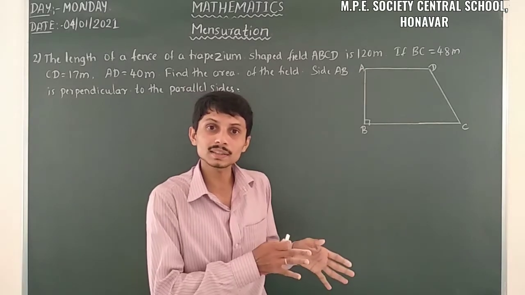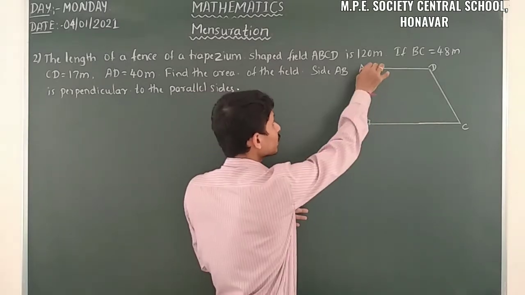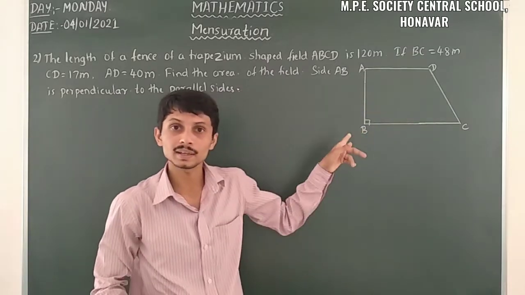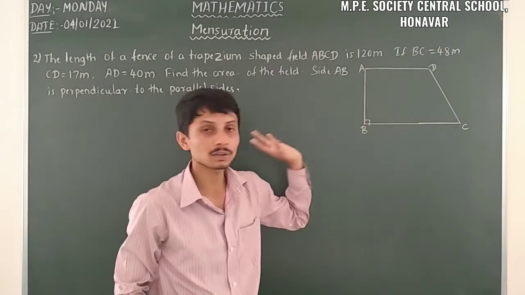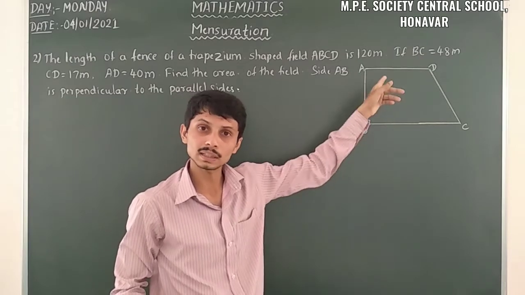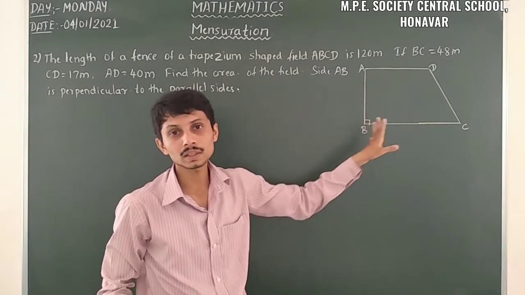So in the previous case, there was no such thing, but here we have the perpendicular side. So that's why AB is the height of the trapezium.